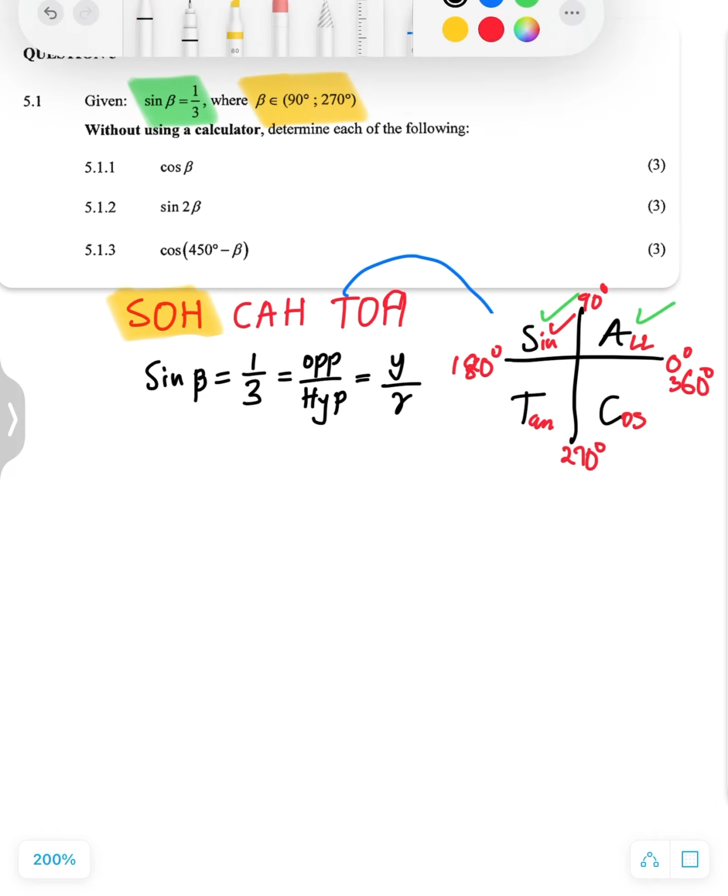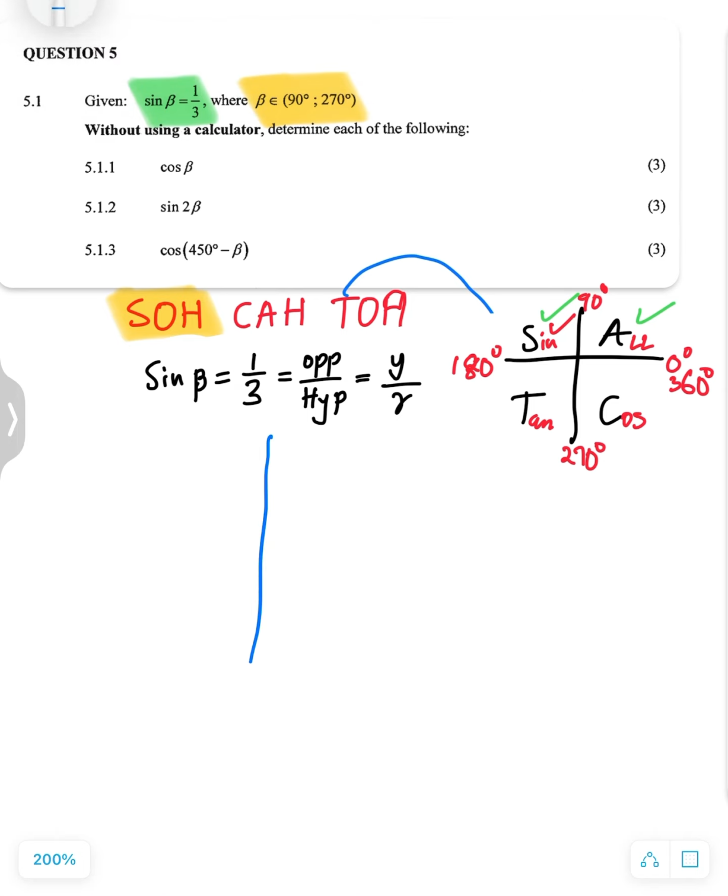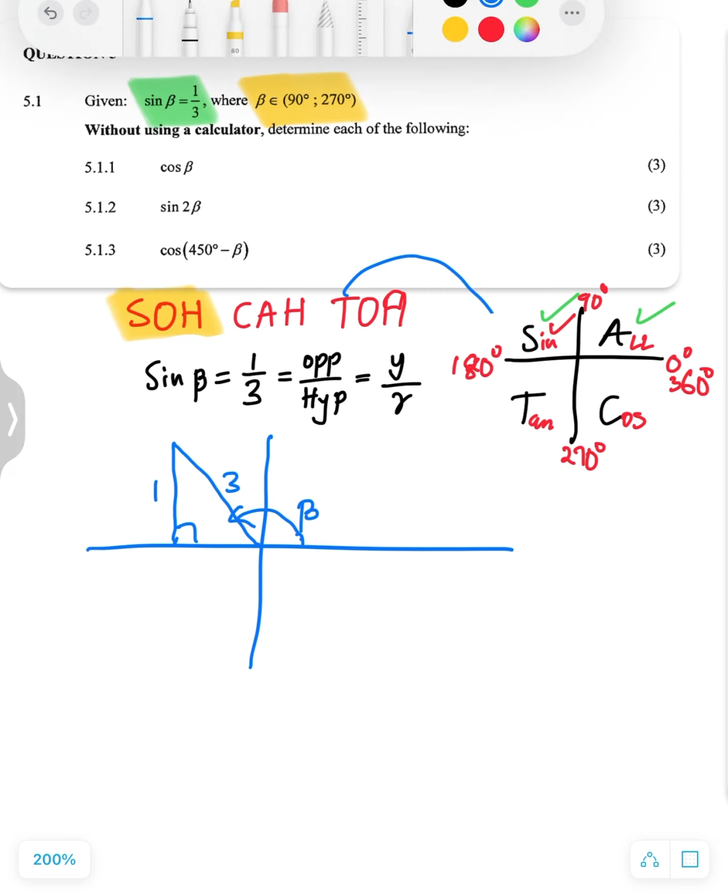So I'm just going to quickly draw the diagram now. We have here the diagram, and we know that everything must be in the second quadrant. According to the information that we have, sine beta is 1 over 3, meaning that our y will be 1, and our r, the hypotenuse, will be 3, and the opposite will be 1. And of course this is the angle beta. Now we need to find the third side, which is the adjacent side. That is this side, the adjacent side.